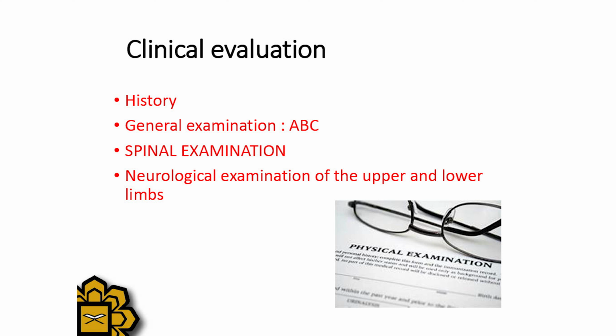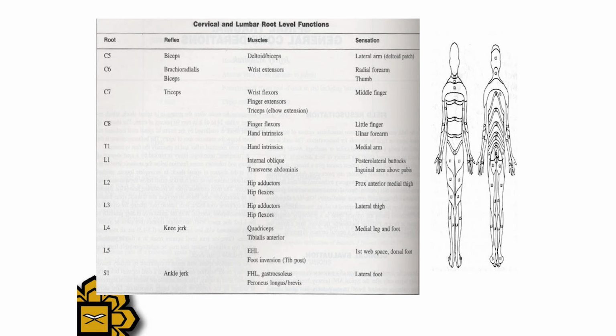So most of the time you see the patient in the casualty. You take the history, and the history will tell you whether the patient can move the upper limb, can move the lower limb, or not. The patient may partially move, or there is no bowel and bladder function. After that, you do your general examination, followed by spinal examination, and then your neurological examination of the upper limb and lower limb. Okay, so this is mainly your myotome and dermatome. So you have to know how to examine the patient.